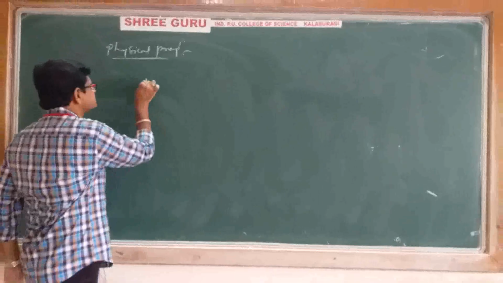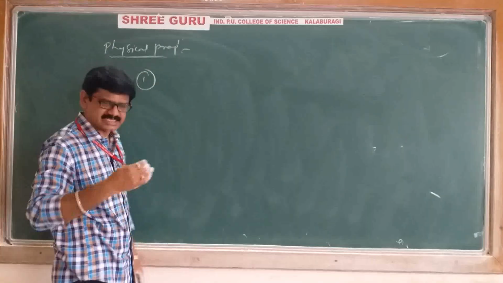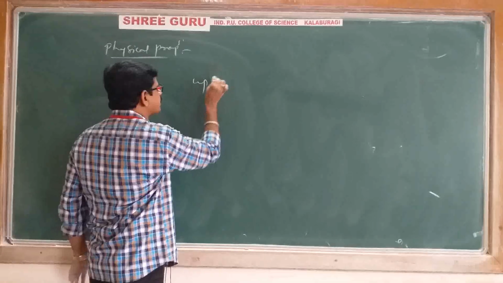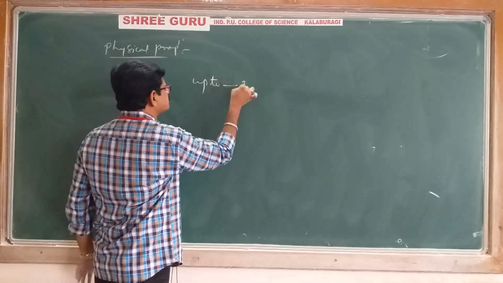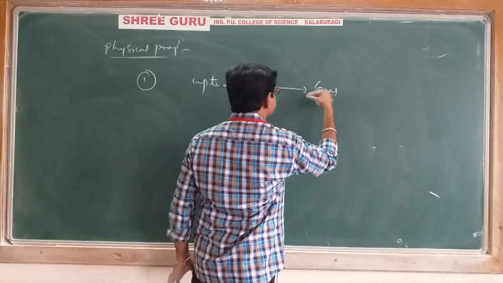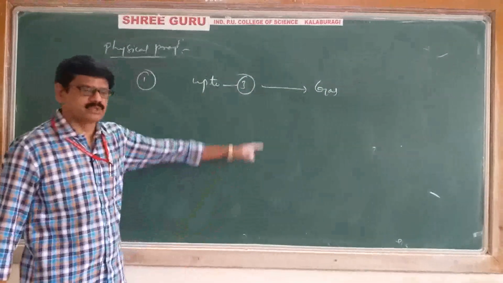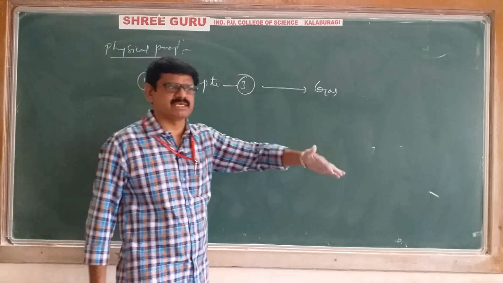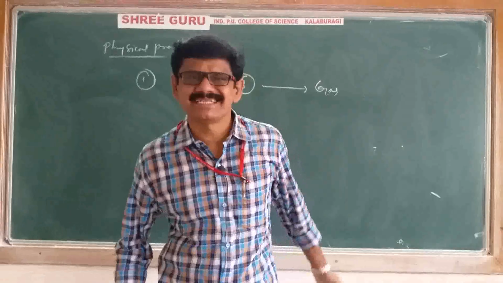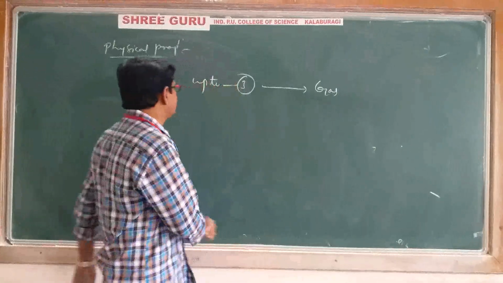The first physical property is nothing but physical state. See here, alkenes up to 3 carbon atoms generally exist in the gaseous state at room temperature. Up to 3 carbon atoms means ethene and propene. Ethene and propene exist in the gaseous state at room temperature, remember.